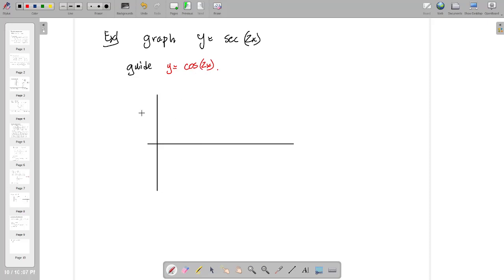Now, in order to graph cosine of 2x, we need to figure out what the period is first. Here, the period is 2 pi divided by k. Our k is 2, which means that the period is going to be 2 pi divided by 2, or just pi. We go out pi units, pi over 2, pi over 4, 3 pi over 4.